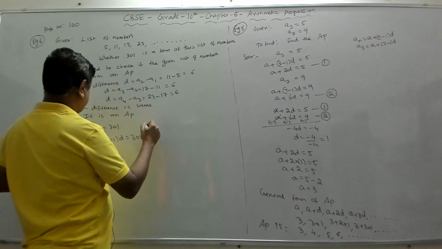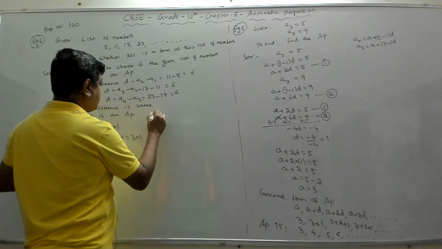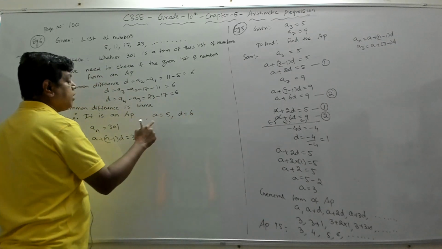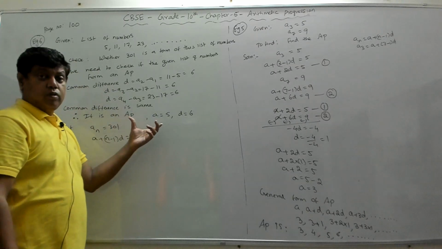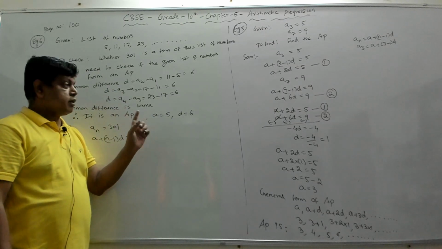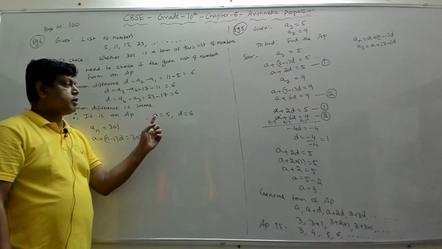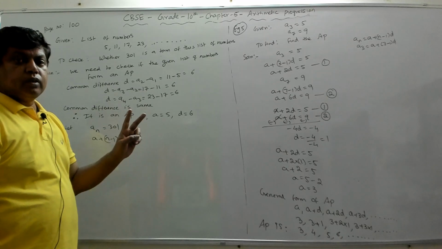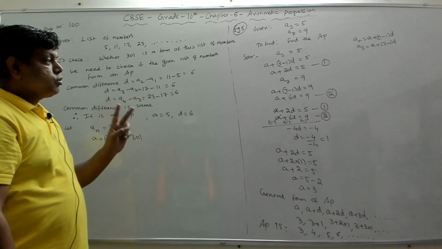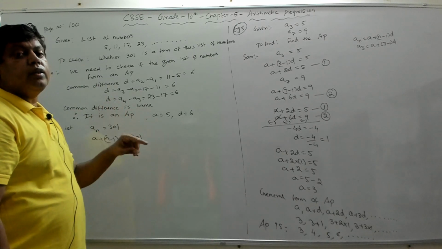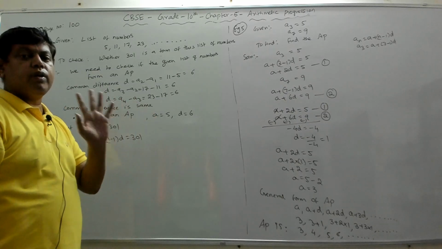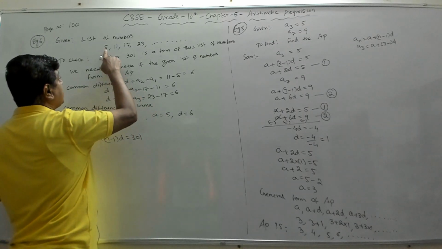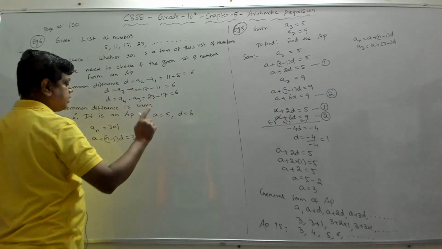Here it is an AP with a is 5 and the common difference d is 6. Whenever you have an AP, always write the first term and the common difference, because these two are the key numbers which are used to find any other information of an AP. So these two are very important: the first term a and the common difference d. The first term is 5 here and the common difference is 6.